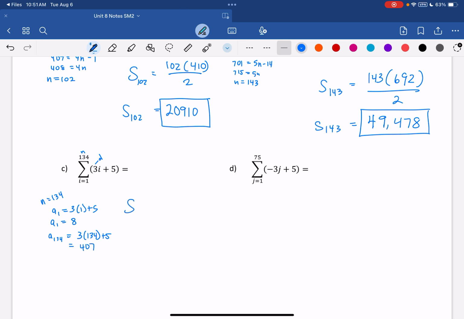So this sum is equal to 134 times our first term, which was 8, plus our last term, which was 407, all divided by 2. When we simplify that, put that all on our calculator, we get 27,805.